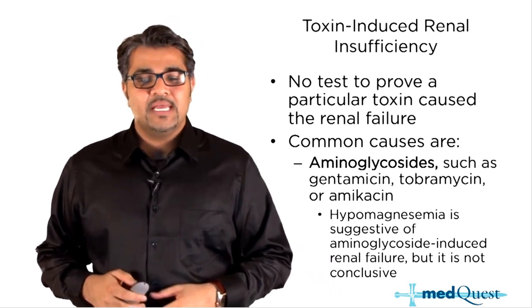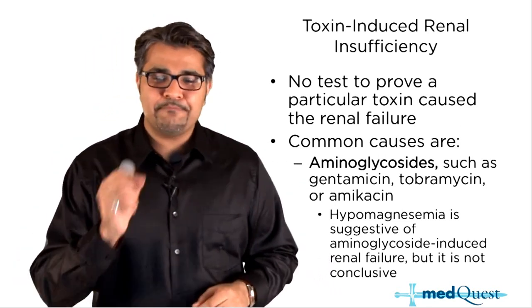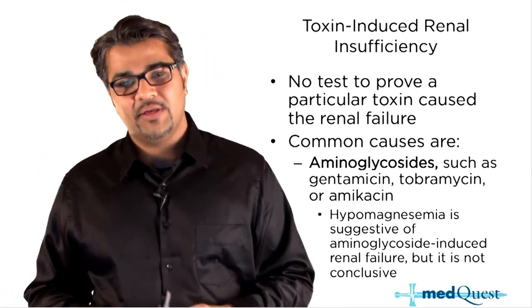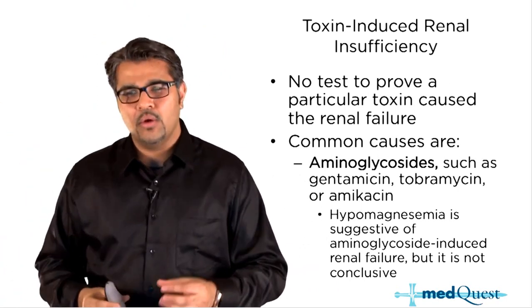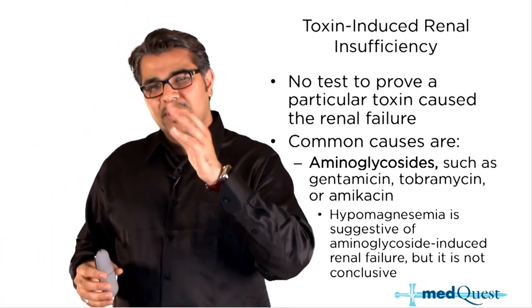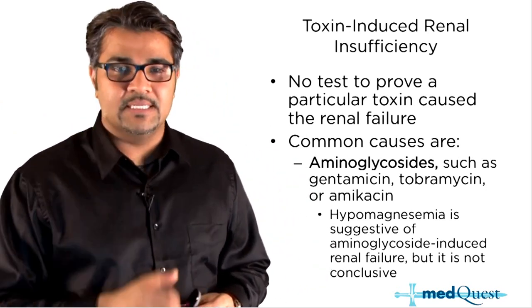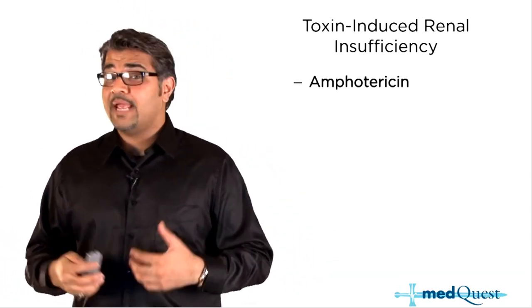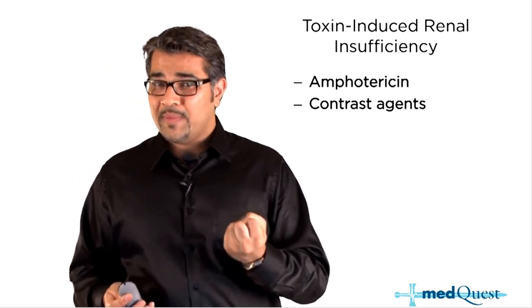The next one is hypomagnesemia, by the way. Let's move back a second. Hypomagnesemia is actually suggestive of aminoglycoside-induced renal failure, but it's not conclusive. So if they tell you the patient's magnesium level is low and they've got some form of intrarenal process going on, your mind should be going off to think that there's a toxin-mediated renal insufficiency here. Amphotericin, contrast agents. Oh yes, we all know about the contrast agents.